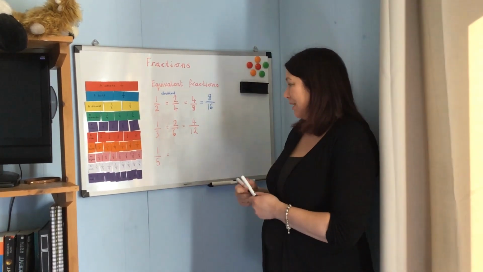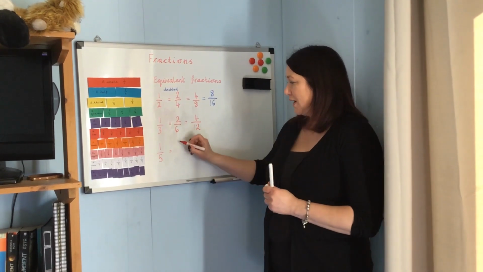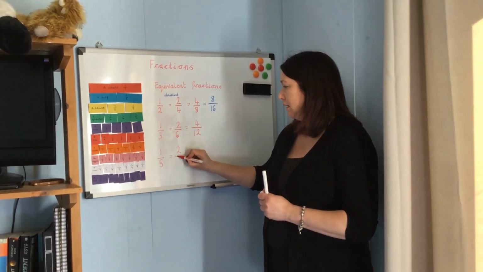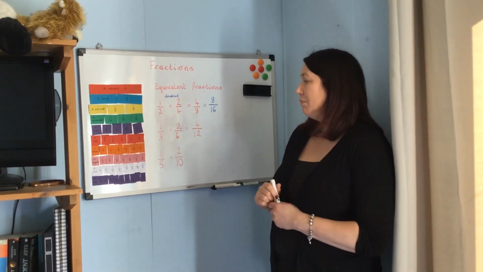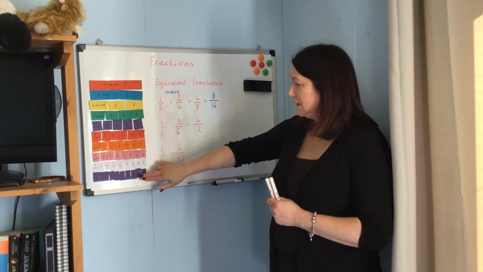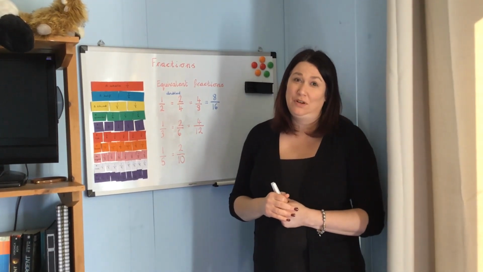You can do the same at the bottom for fifths. Double it to find the next fraction on the top and the bottom to make 2 over 10, which again we can see represented on our fraction board. I hope that helps you with your equivalent fractions at home.